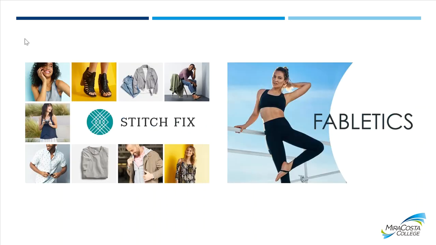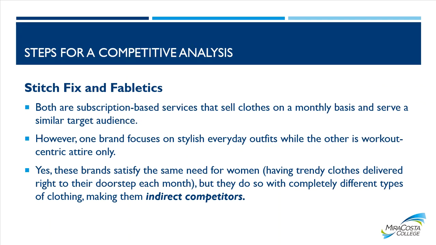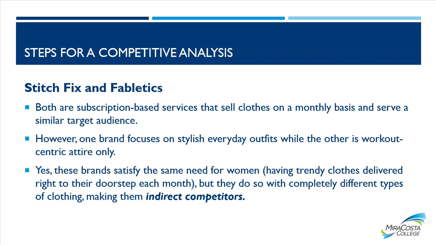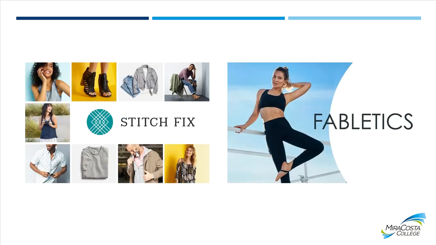So here's an example here. Stitch Fix, Fabletics, a great example here. Both are subscription-based services that sell clothes on a monthly basis and serve a similar target audience. However, one brand focuses on stylish everyday outfits, while the other is workout-centric attire. So see how this one's more workout and this one's more everyday. So these brands satisfy the same need for women having trendy clothes delivered right to their doorstep every month, but they do so with completely different types of clothing, making them indirect competitors. So see how that is?